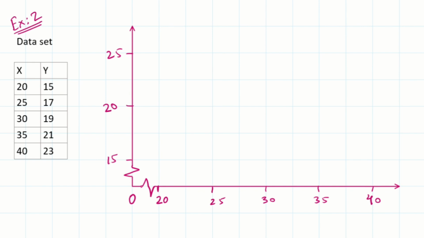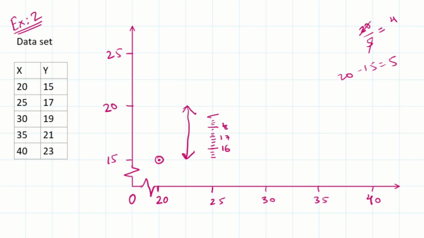So now we'll start plotting. So the first coordinate is 20, 15. So here, 4 divisions on the y-axis is equivalent to 1 unit. So 1, 2, 3, 4. The fourth point would be 16. Similarly, 5, 6, 7, 8. Eighth point would be 17. And then 9, 10, 11, 12. 12th point would be 18. And then 13, 14, 15, 16. 16th point would be 19. And then 17, 18, 19, 20. See, 20th part would be 20.